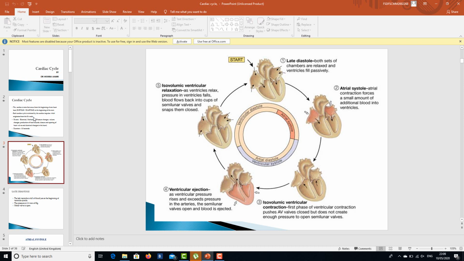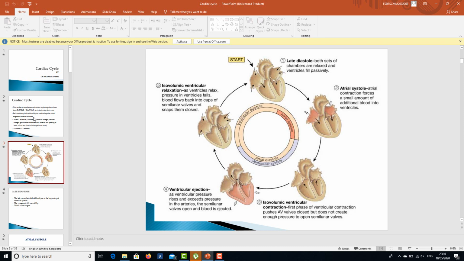Then after this ventricular contraction phase, we have the phase of ventricular relaxation, and that is the next phase, and this is isovolumic ventricular relaxation. As the ventricles relax, the pressure in the ventricular walls falls, and the blood flows back into the cups of the semilunar valves and snaps them closed. Now we have late diastole. With both sides of the chambers relaxed, the ventricles are being filled passively.